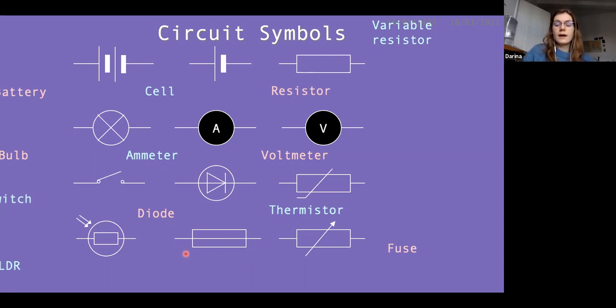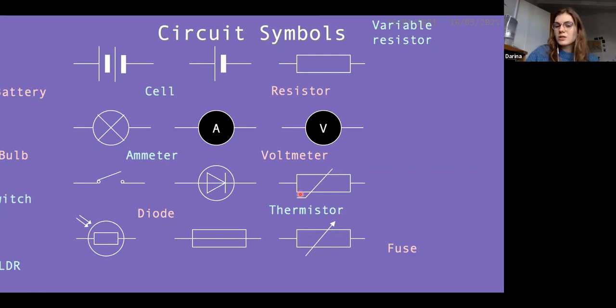A fuse, perfect. Now, I thought I was labeling this one last time when you said variable resistor, but now I realize, of course, we were talking about this one. So they're fairly similar, right? But the one with the arrow through is actually the variable resistor. And that's because that arrow represents it being able to go up and down.